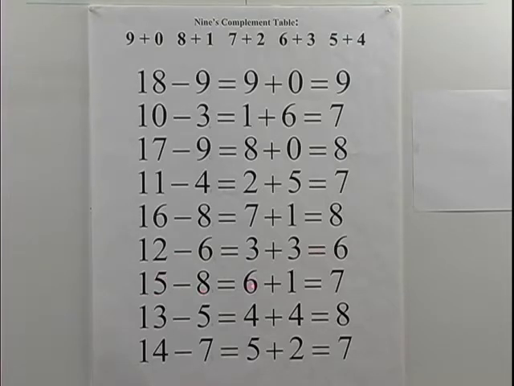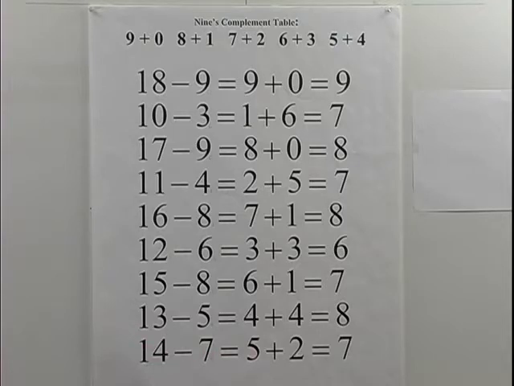15 minus 8. 1 and 5 is 6. 9's complement of 8 is 1. 6 plus 1 equals 7. 15 minus 8 equals 7. That is correct. 13 minus 5. 1 and 3 is 4. 9's complement of 5 is 4. 4 and 4 is 8. 13 minus 5 is 8. That's correct.